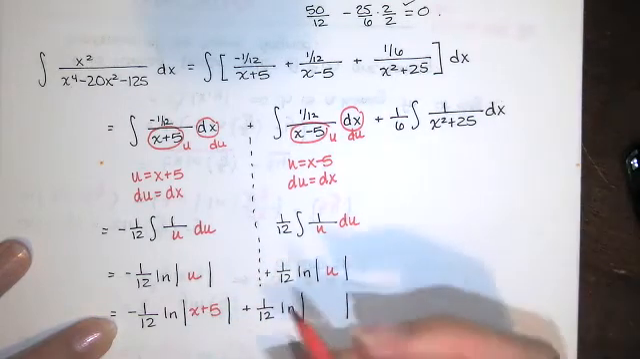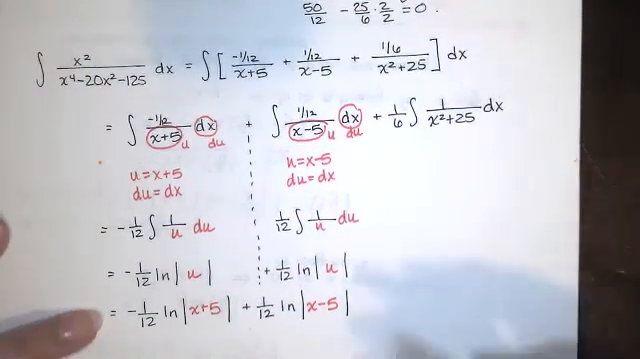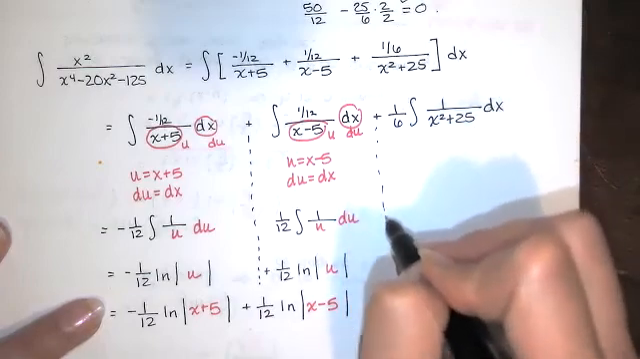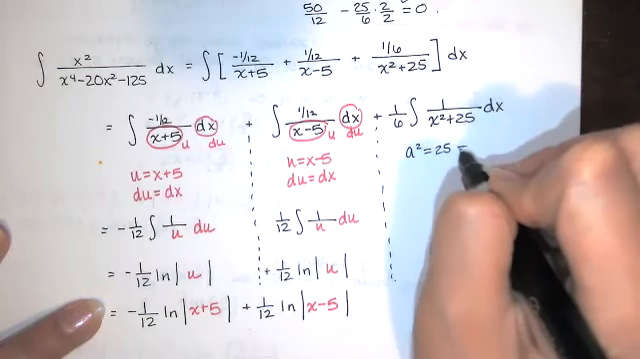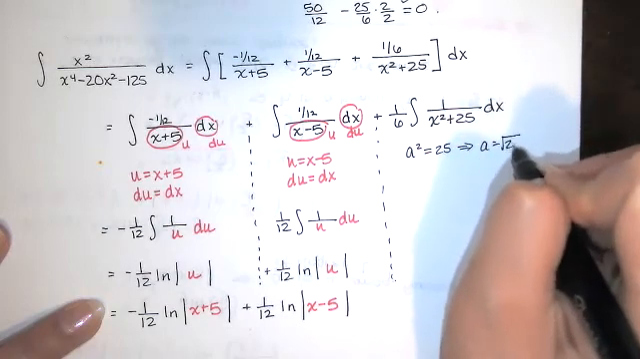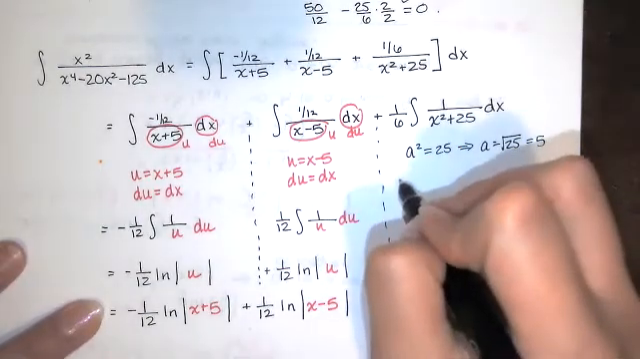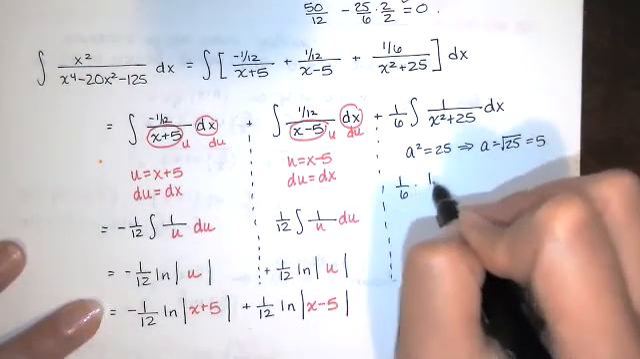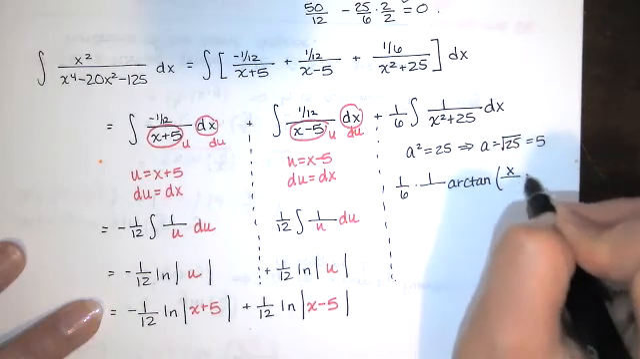And u is x minus 5. So we substitute that in. And then on this last one, that's an inverse tangent function. Since a squared is 25, a is the square root of that, positive square root of 25 is 5. So we're going to have 1/6 times 1 over a times the arctangent of x over a plus c.